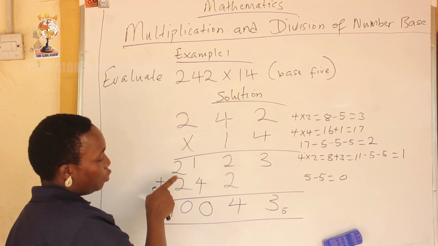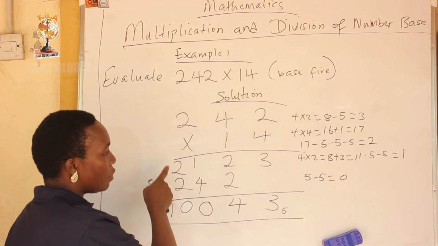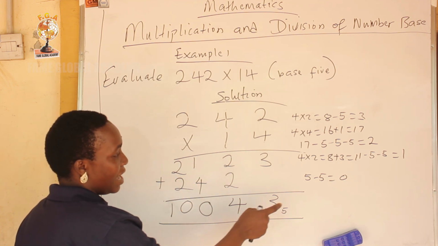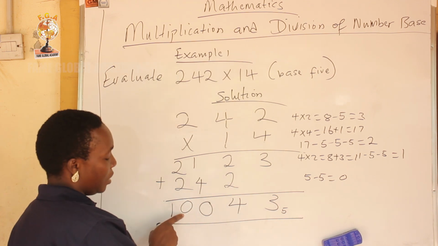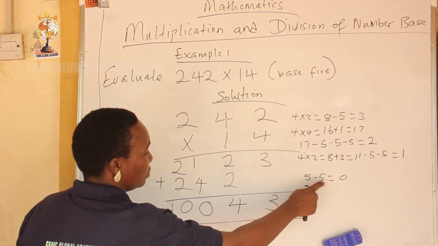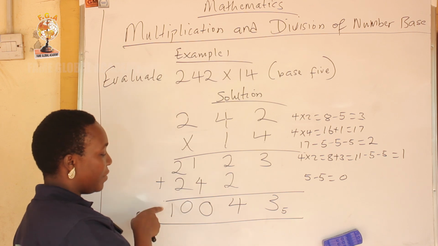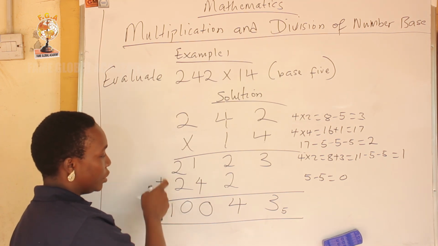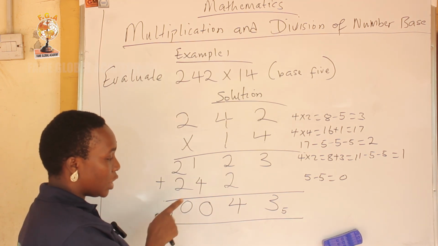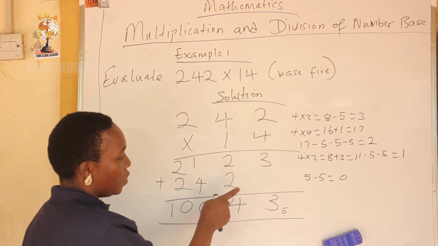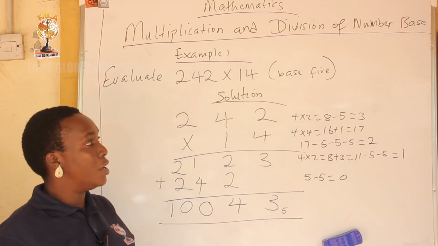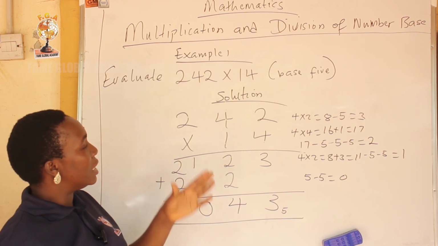And you carry that 1 you subtracted to this place. And that will give you 2 plus 2, 4. 4 plus the 1 you carry from here, 5. So you subtract again and you get 0. And the last one, which is the 5 you subtracted, you carry it as 1 to this part because there is nothing here again to add it to. So our answer is 10043 base 5. So this is our answer for this example 1.